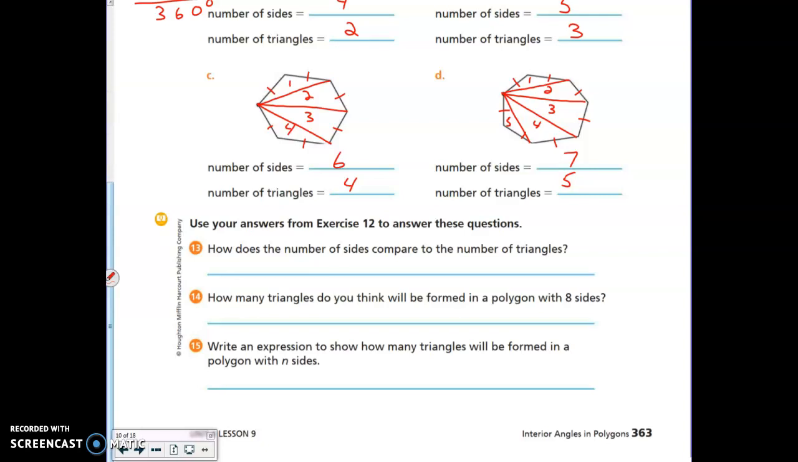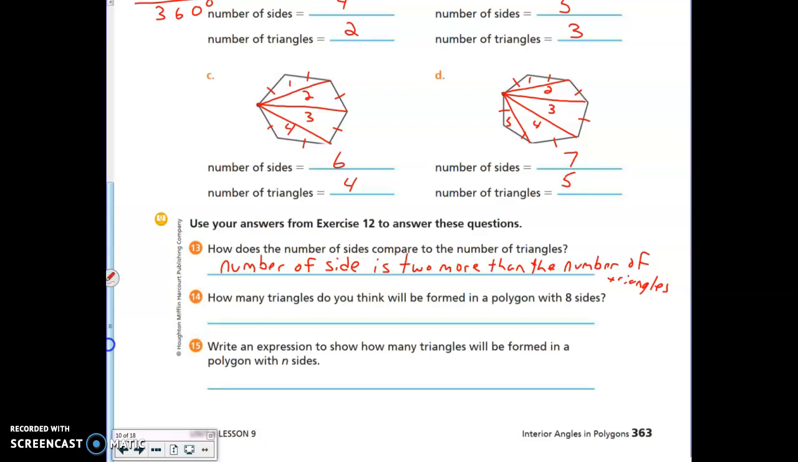So question 13 says, how does the number of sides compare to the number of triangles? Okay, so in this case, the number of sides is 2 more than the number of triangles. Running out of space here. Okay, so it's always going to be the number, n, of sides minus 2, and that will get you how many triangles you will find in that situation.